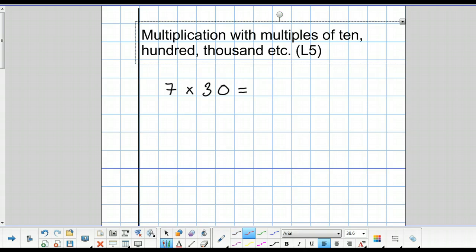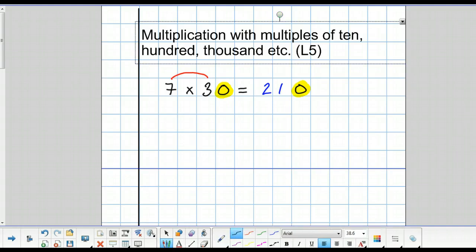Here's how we work out the answer. We multiply the non-zero figures together. 7 times 3 is 21. And then we count how many zeros we have in the question. In this case we only have 1. So therefore we add 1 zero. So the answer is 210.